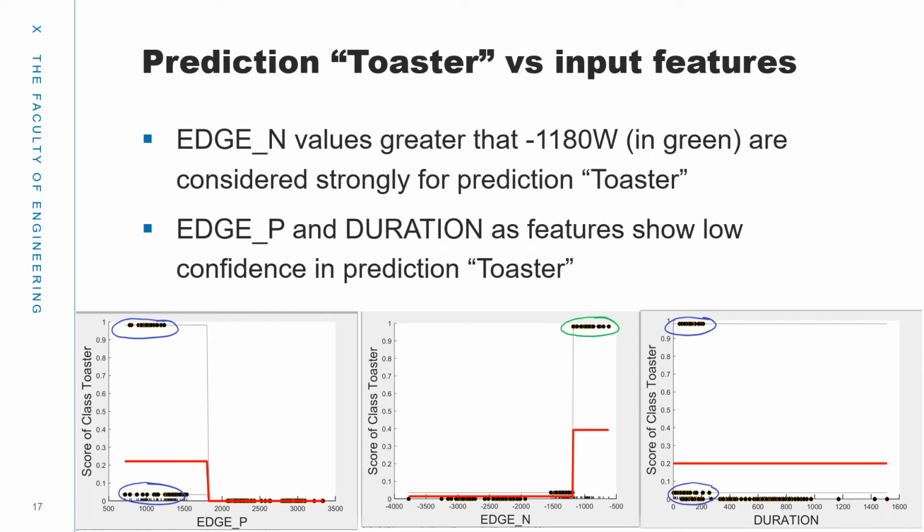HN values greater than negative 1160 watts, in green, are considered strong for predicting toaster. However, as in the case of microwave, toaster performance is affected, as seen in the performance table, because the unseen data used for testing have values that are lesser than negative 1180 watts, hence false negatives. HP and duration show low confidence in predicting toaster as there are a lot of mixed up instances around the same wattage and seconds respectively.